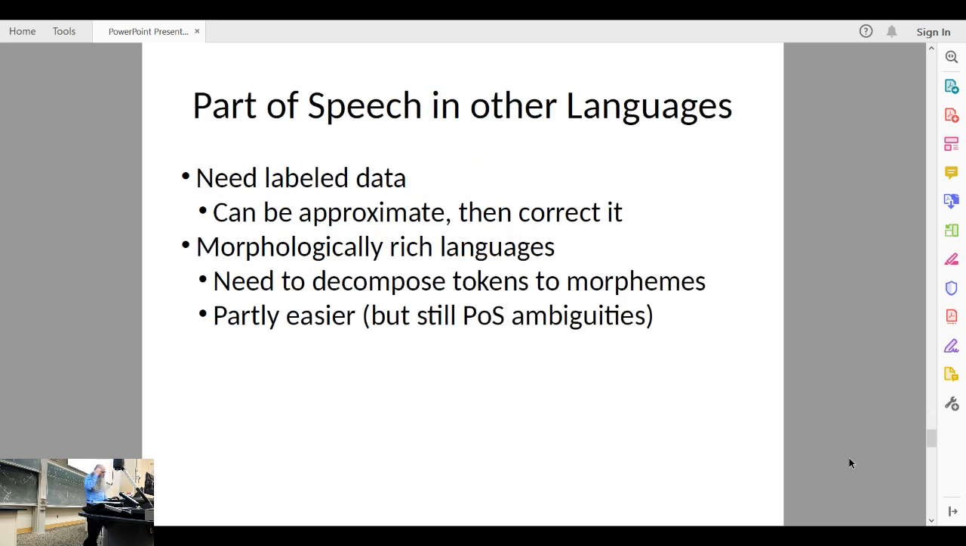Next thing is the world is not all English, as you know. And so we need to do part of speech in other languages. And actually, we need label data. We need to have label data to start off with. It doesn't work otherwise. You need to know truth in order to be able to train things, and you need a lot of data to train. So what do you do for the 7,000 languages that are out there?